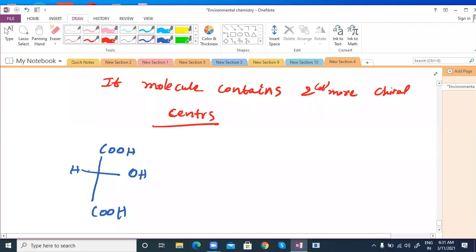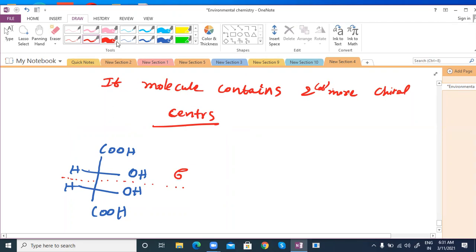Is tartaric acid optically active or inactive? Optically inactive, due to plane of symmetry. Got it? You can take, sir, this is the plane of symmetry. If a molecule has a plane of symmetry, it is optically inactive. That we already know. Plane of symmetry means when we cut, we get equal halves. That we call plane of symmetry.